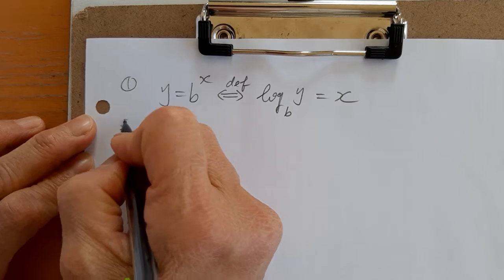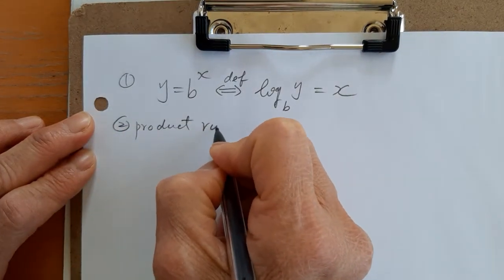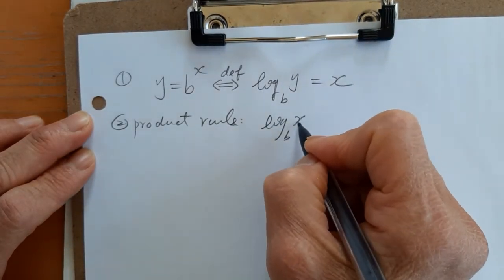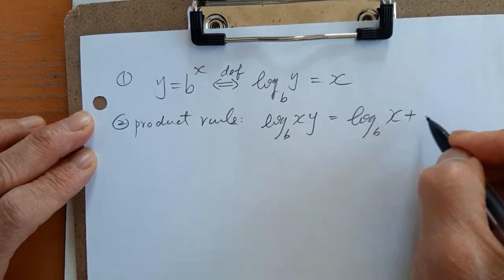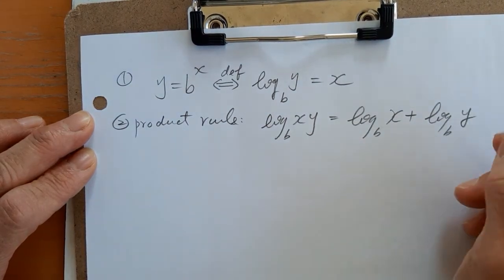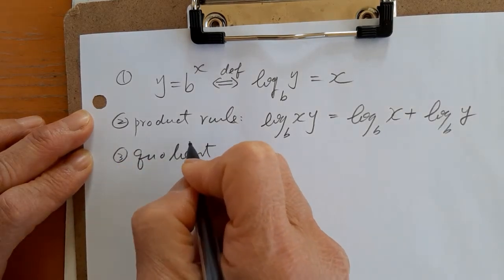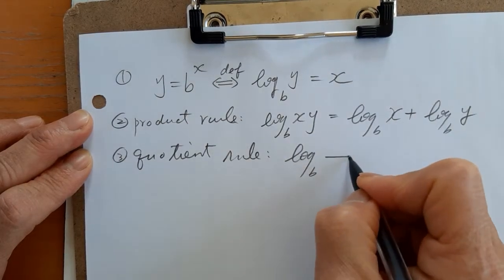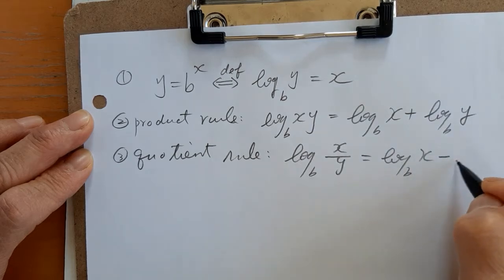The second one is the product rule. The product rule is log base b of x times y equals log base b of x plus log base b of y. The third one is the quotient rule: log base b of x over y equals log base b of x minus log base b of y, a subtraction.